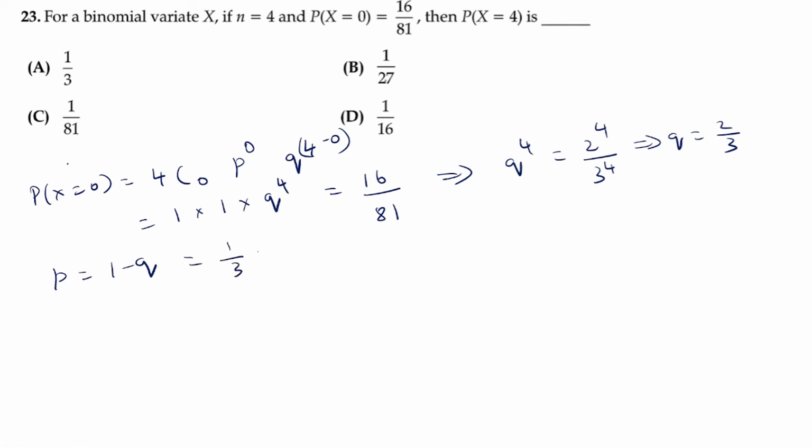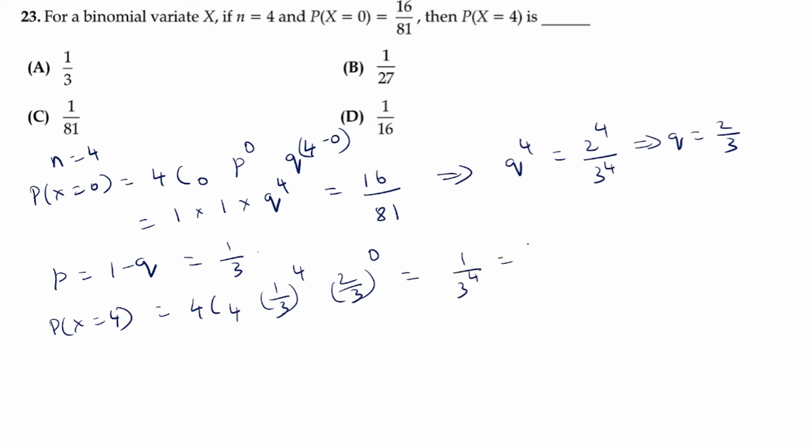Now we have n is given 4. We got p and we got q. Probability of x is equal to 4 is 4C4. Then p raised to 4, 1 by 3 raised to 4. Then q raised to n minus 4, 4 minus 4. So it is 0. So this is equal to 1 by 3 raised to 4, or it is 1 by 81. So the correct option is option C, 1 upon 81.